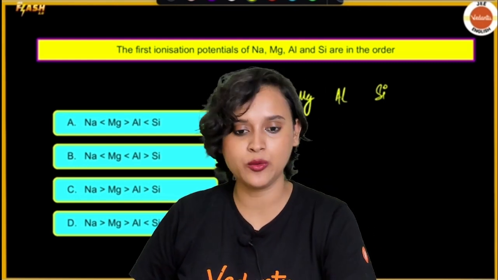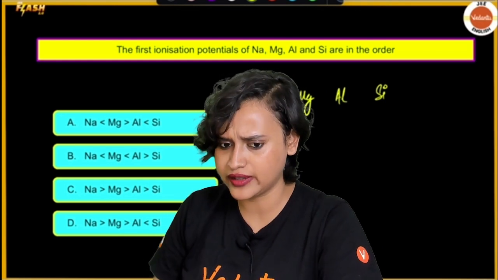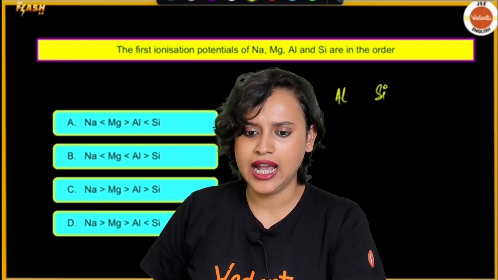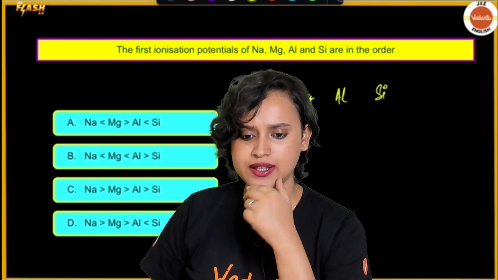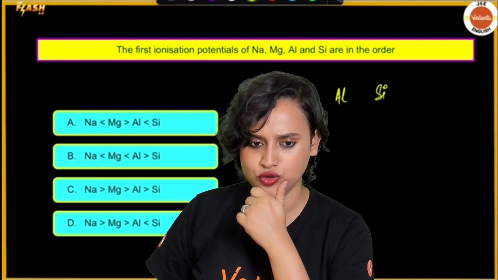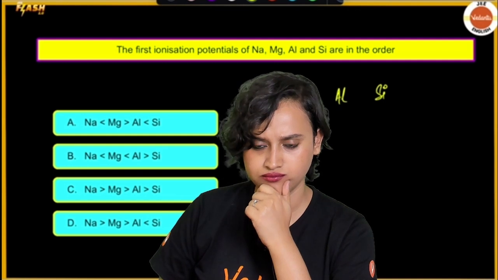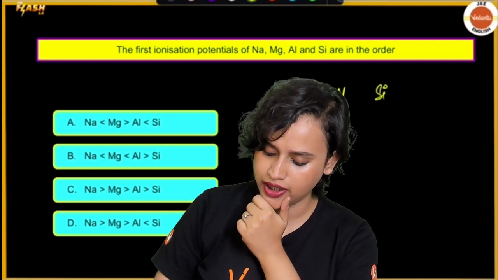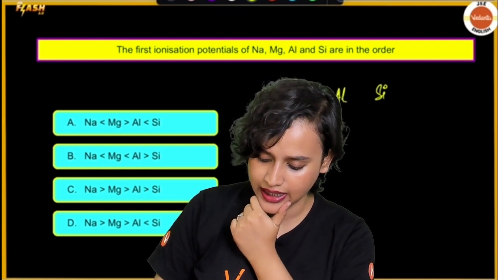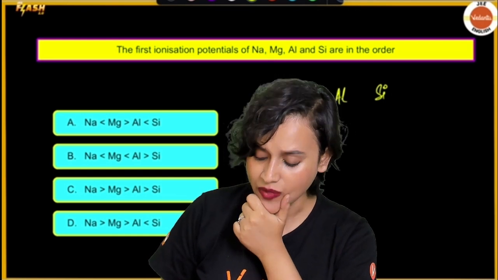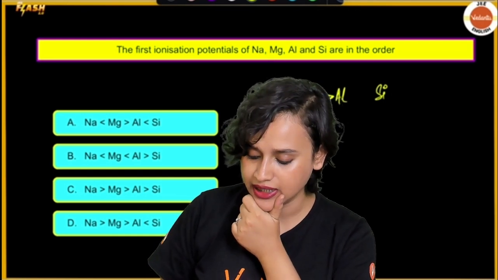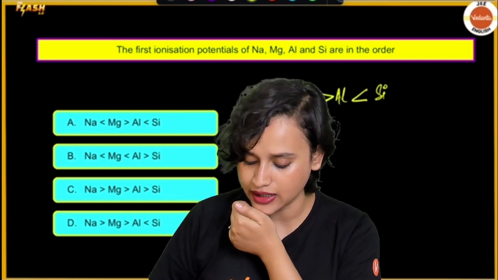magnesium won't want to give away its electron, because it is fully filled, 3s2, right? And what else? Sodium will also definitely give away its electron. So I believe that it is Na, then Mg. Then I guess that magnesium will be greater than aluminium and aluminium will be lesser than silicon.